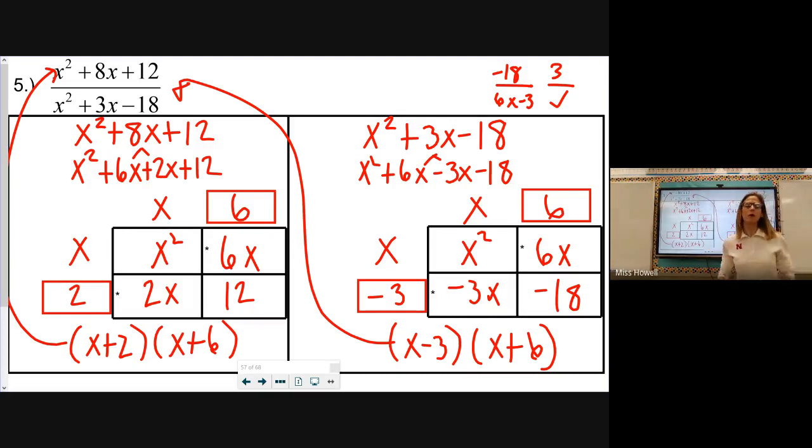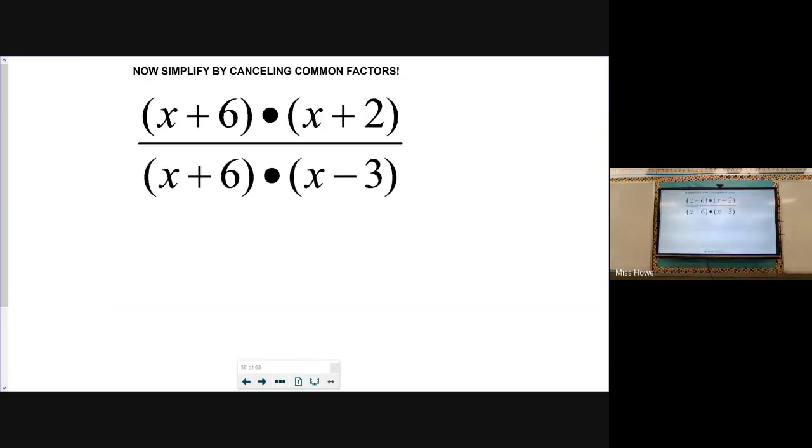But again, if I need to go a little bit slower, that's fine. Do the scratch that you need to help you get to your completely factored version. All right, we're going to stack these back. X plus 6 and an x plus 2 in the top, in the numerator spot, and x plus 6 times an x minus 3 in the denominator spot. These ones are in common.